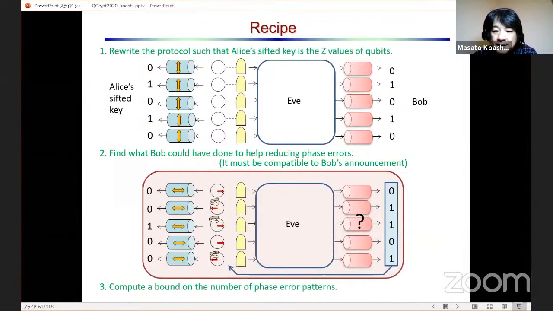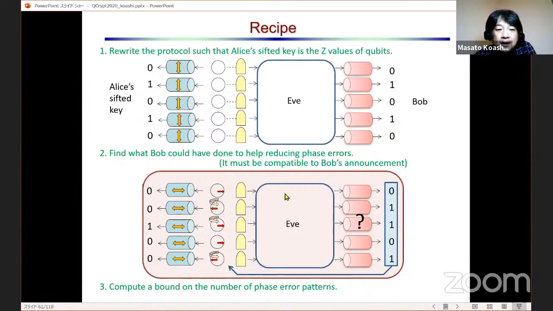So I summarize the recipe here. First, rewrite your QKD protocol such that Alice's shifted key is the z value of the qubits here. Then, in the actual protocol, Bob does some measurement, but we want to find what Bob could have done to help reduce the phase errors in this basis. Here you must be careful that this new measurement is compatible with Bob's announcement, what was actually announced by Bob in the actual protocol.